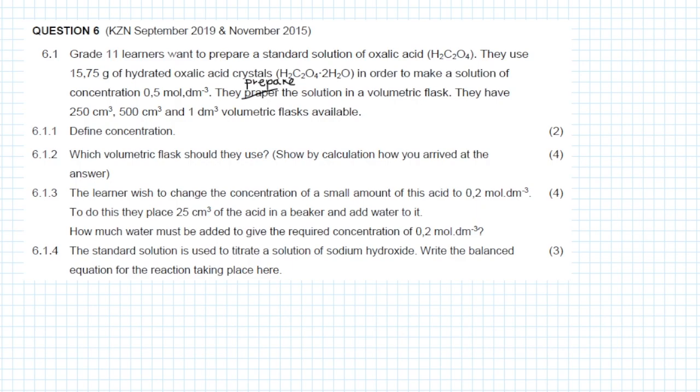on the right track. This question says, grade 11 learners want to prepare a standard solution of oxalic acid, that is H2C2O4. They use 15,75 grams of hydrated oxalic acid crystals in order to make a solution of concentration 0,5 mole per decimeter cubed. They prepare the solution in a volumetric flask. They have different volumetric flasks, 250 centimeters cubed, 500 centimeters cubed, and 1 decimeter cubed volumetric flask available.